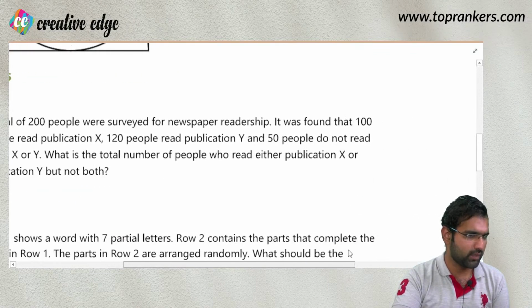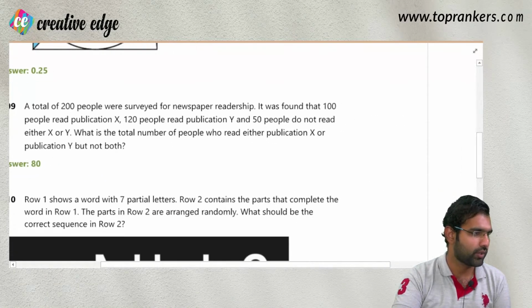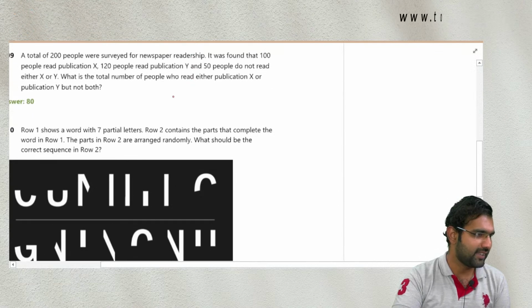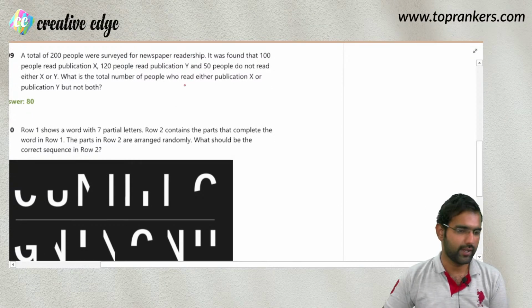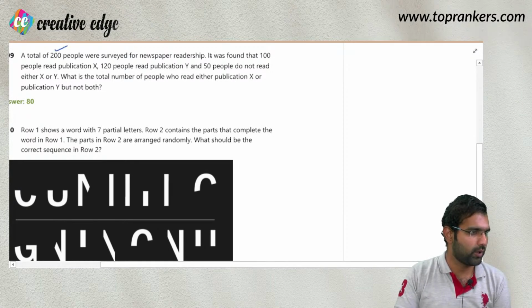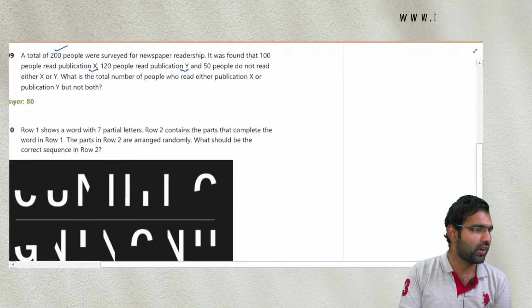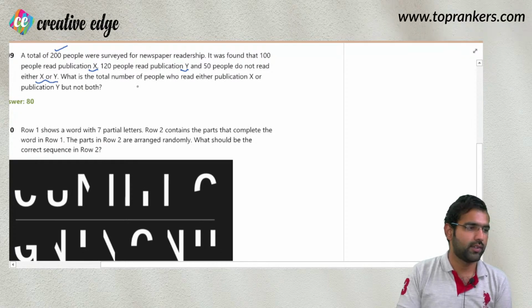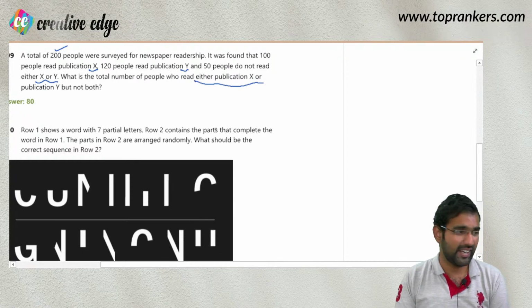This is a question which you all have done while drawing the Venn diagrams. So with the help of Venn diagrams, you can very easily crack this question. Let's very quickly solve the question, everyone. See, what are we told here? That a total of 200 people were surveyed for a newspaper readership. If it was found that 100 people read publication X, 120 read publication Y, and 50 people do not read either X or Y, what is the total number of people who read either publication X or publication Y but not both? Very interesting question, class.